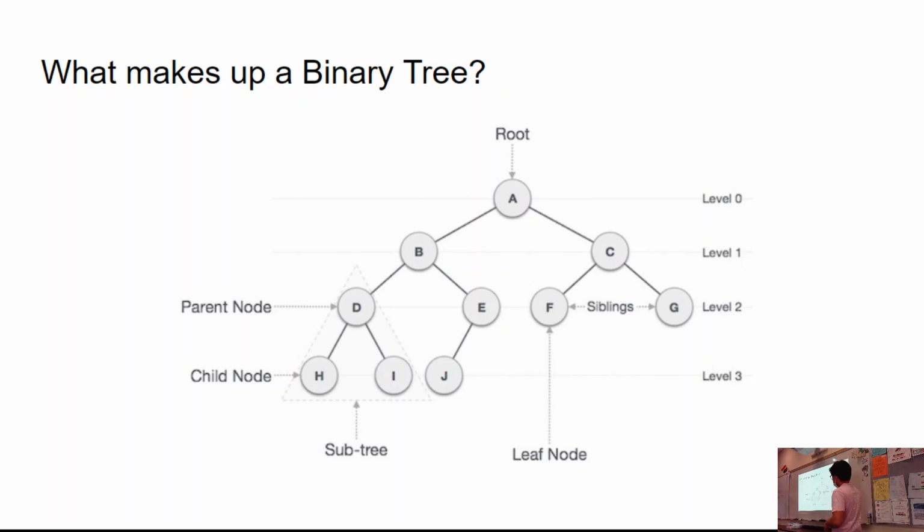So we have leaves, which hold the end of our branch. They're the end of our branch. They don't have any children. They're just the end.